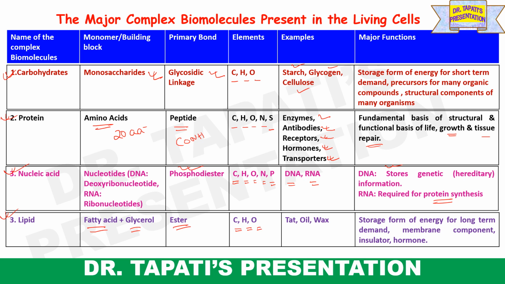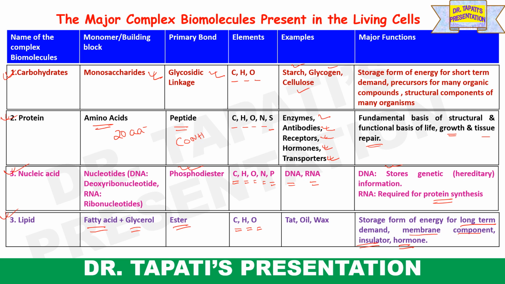Oil, wax, fat, these are examples of lipid. Now, this is the storage form of energy for long-term energy demand. It is a major membrane component, and it can act as insulator. Steroid hormones are made up of lipid.